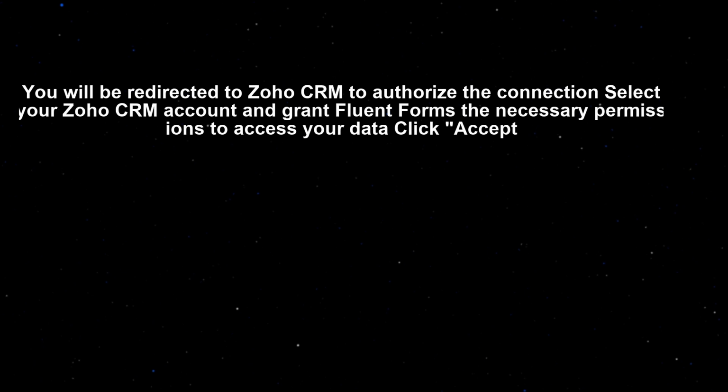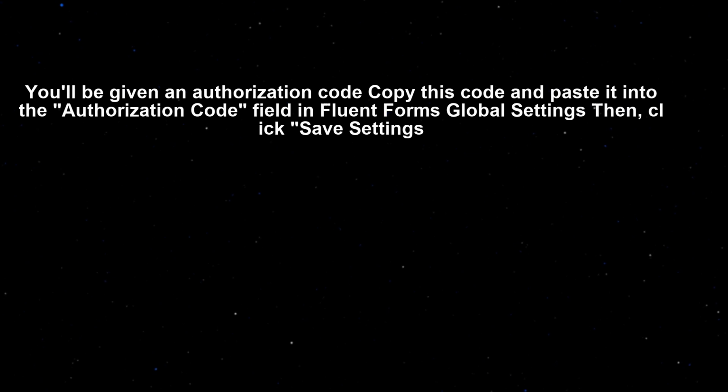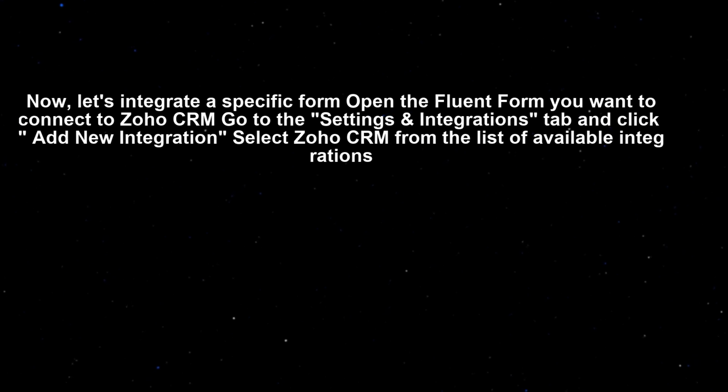You will be redirected to Zoho CRM to authorize the connection. Select your Zoho CRM account and grant Fluent Forms the necessary permissions to access your data. Click Accept. You'll be given an authorization code. Copy this code and paste it into the authorization code field in Fluent Forms Global Settings. Then, click Save Settings. Now, let's integrate a specific form.